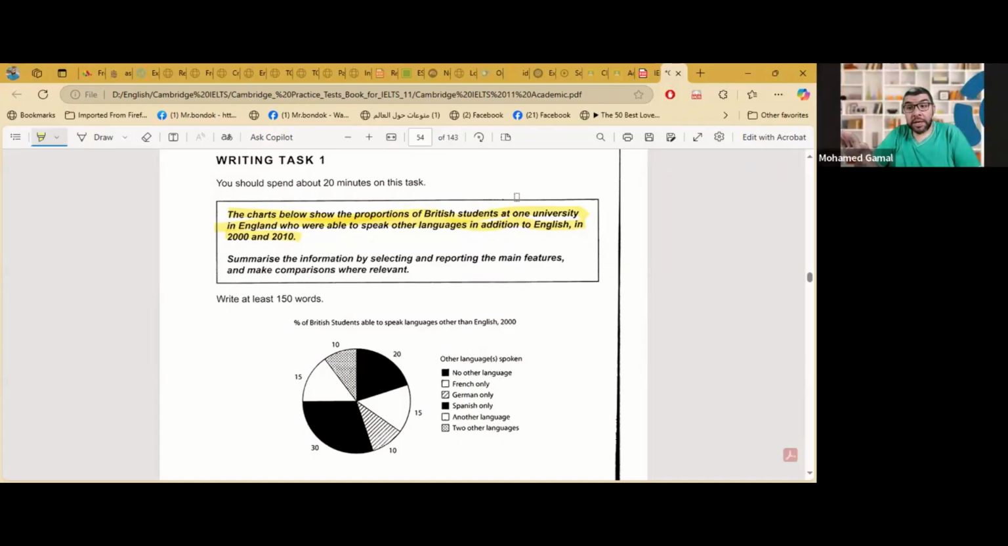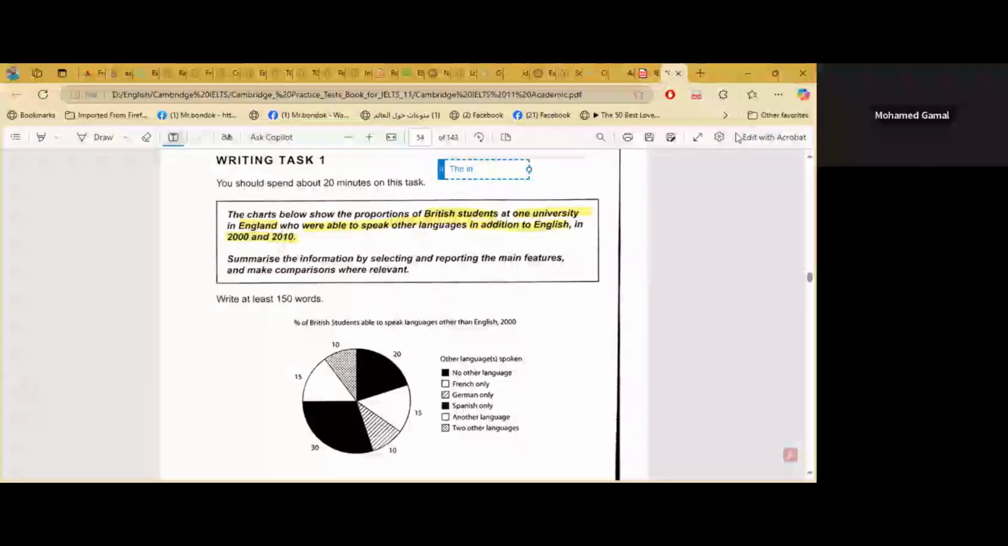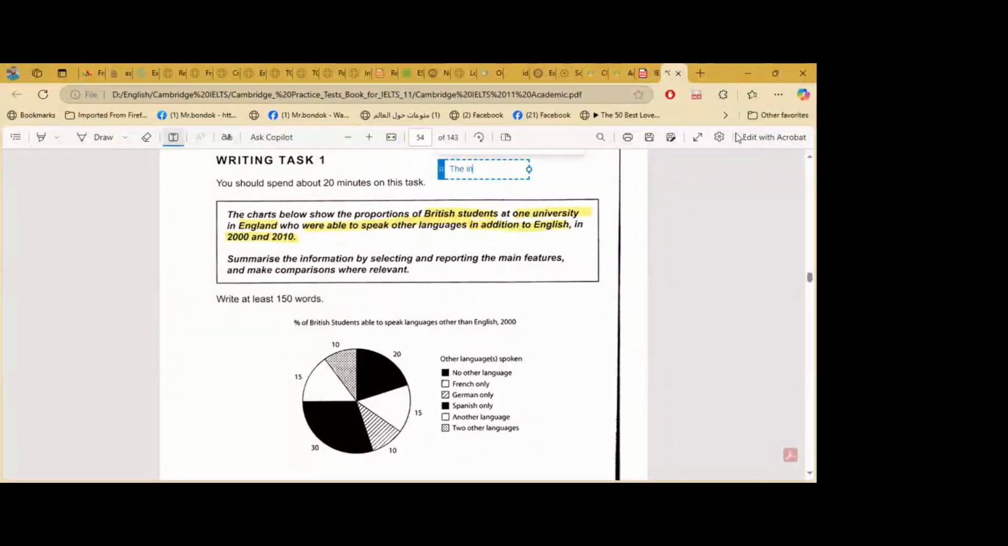Exactly. So I have several pieces of information here to be included in my introduction. British students at one university, the location in England, were able to speak other languages in addition to English, and the period of time. This is what I want to paraphrase. This is the information that is shown. So don't misrepresent this information.